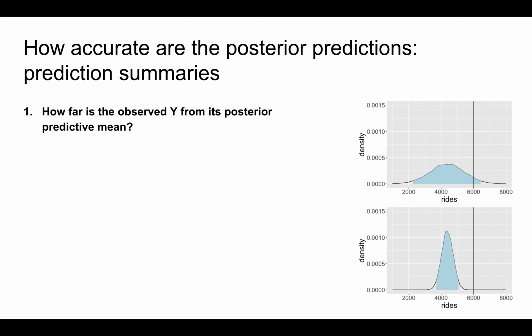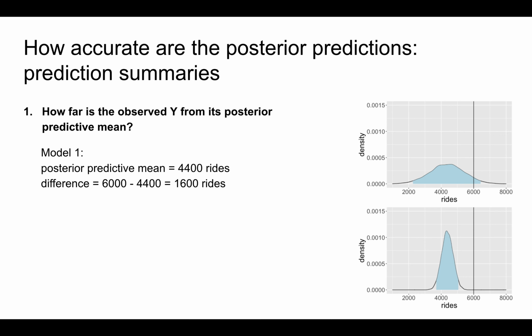First, we can ask how far the observed response value y is from its posterior predictive mean, that is, from the typical posterior prediction. In the case of Model 1, the posterior predictive model has a mean of 4,400 rides. Thus, our observed 6,000 rides outcome is 1,600 rides above this posterior mean prediction.